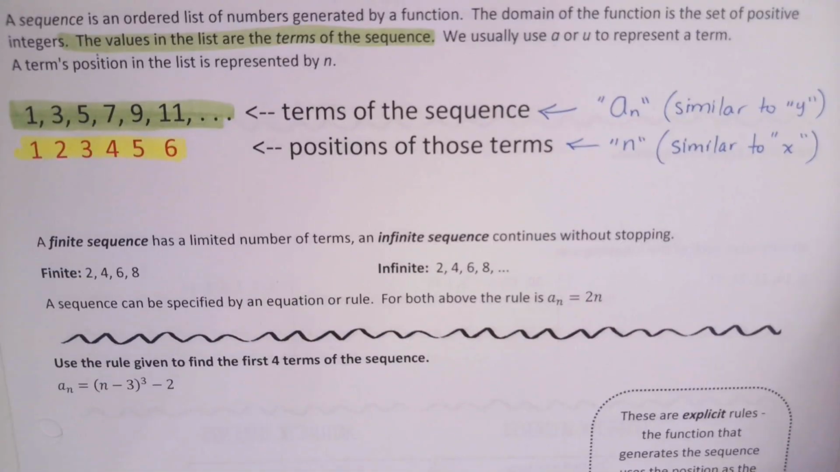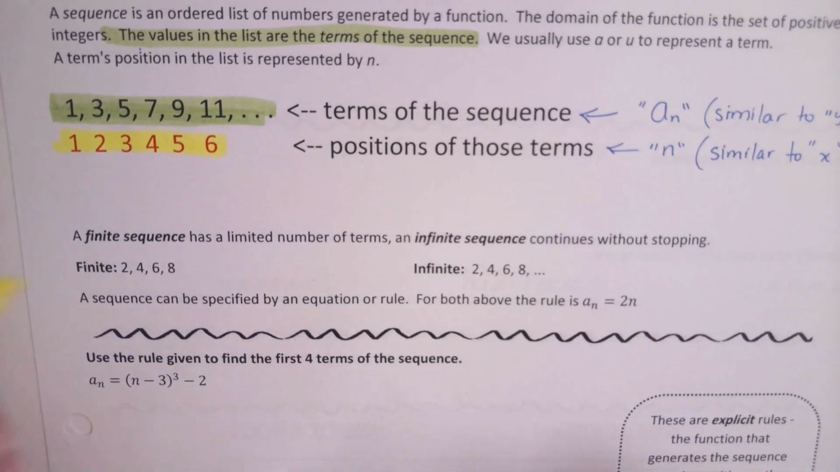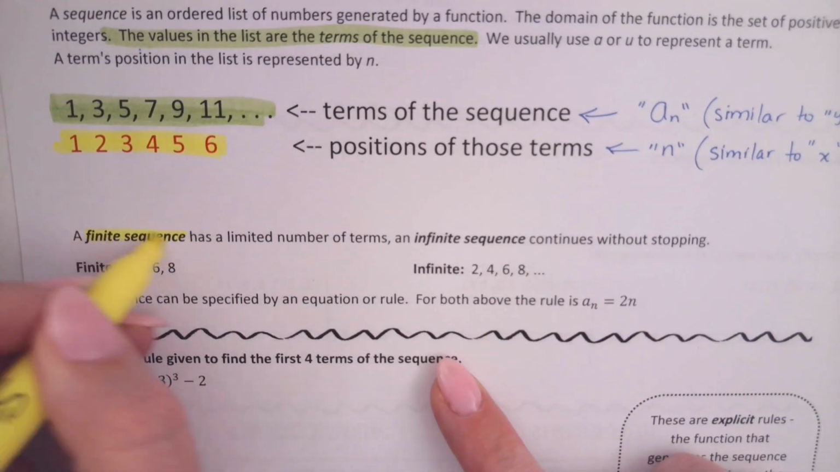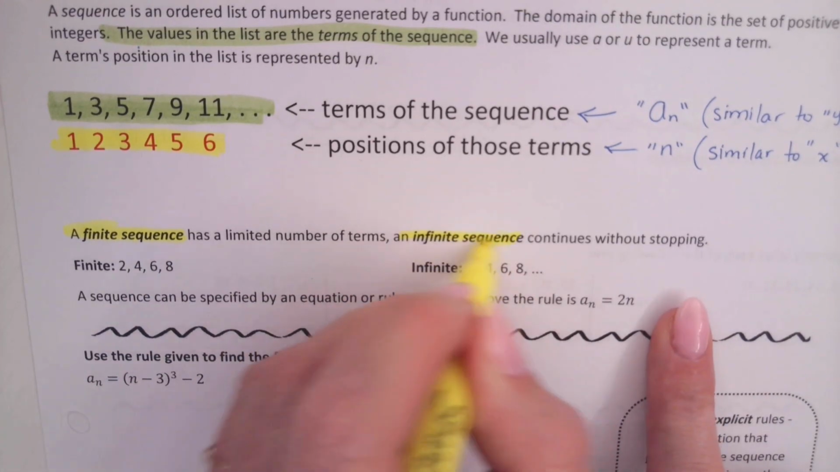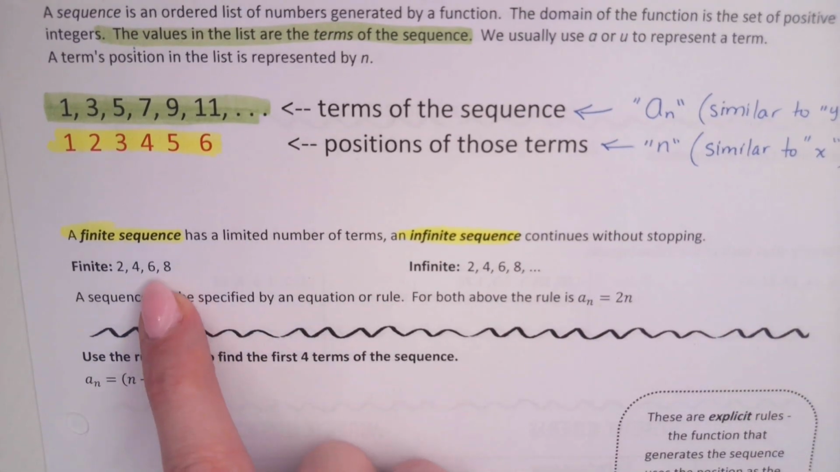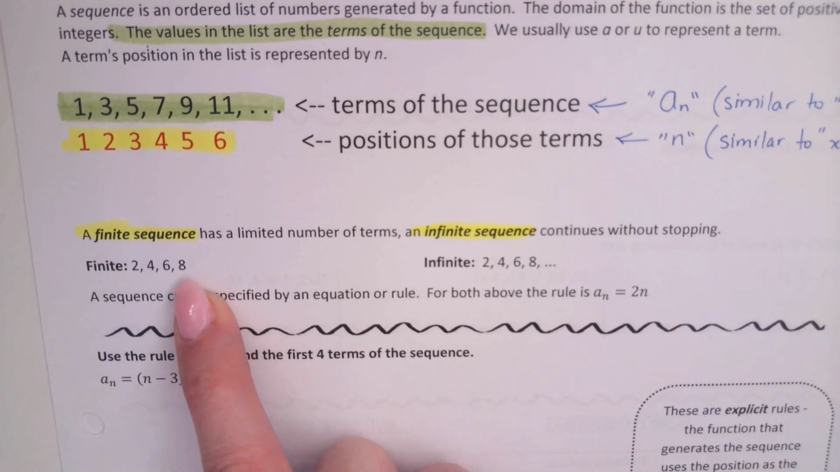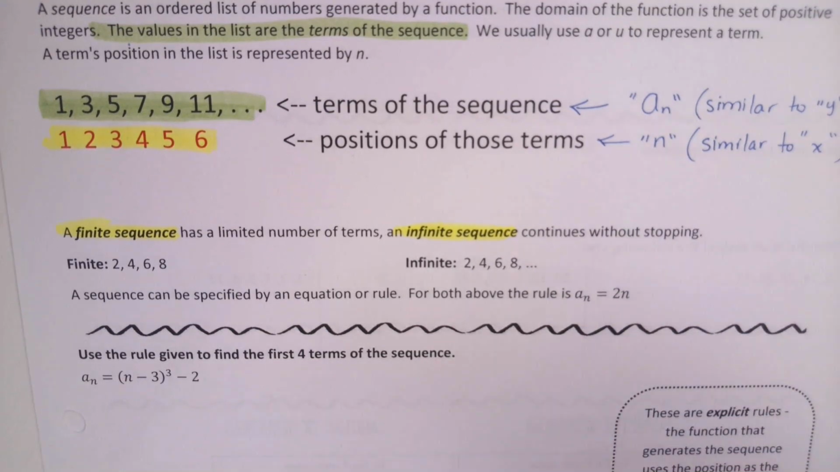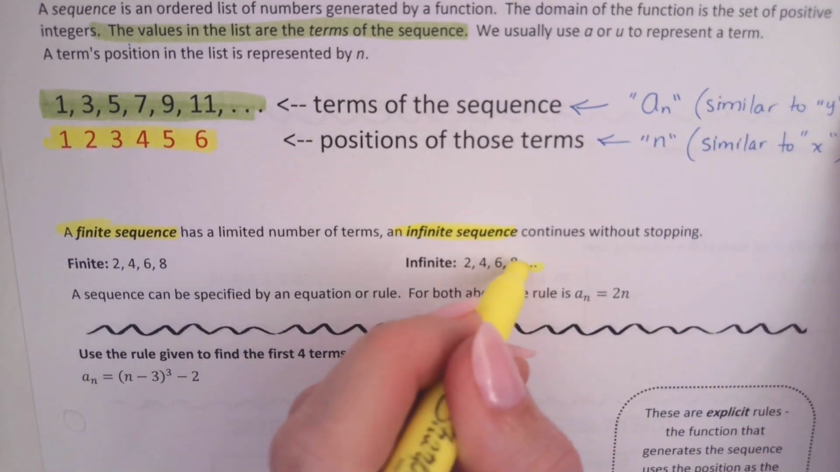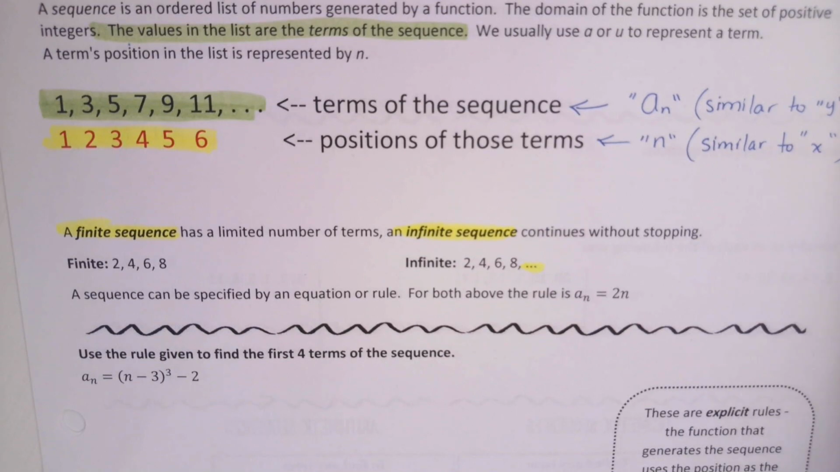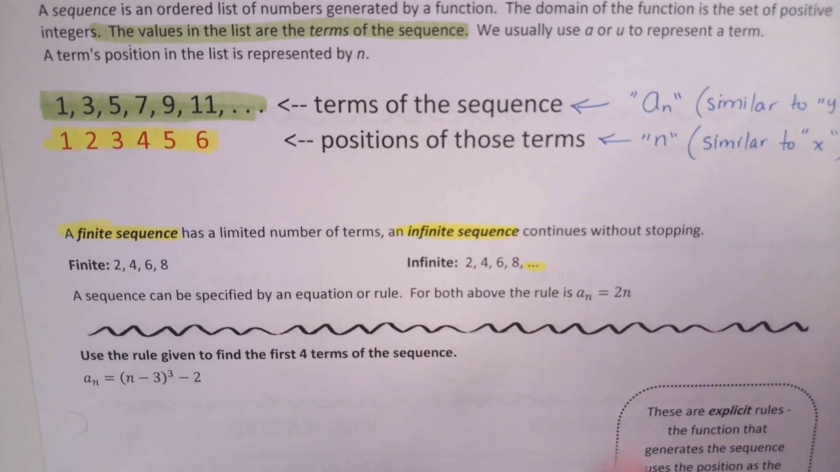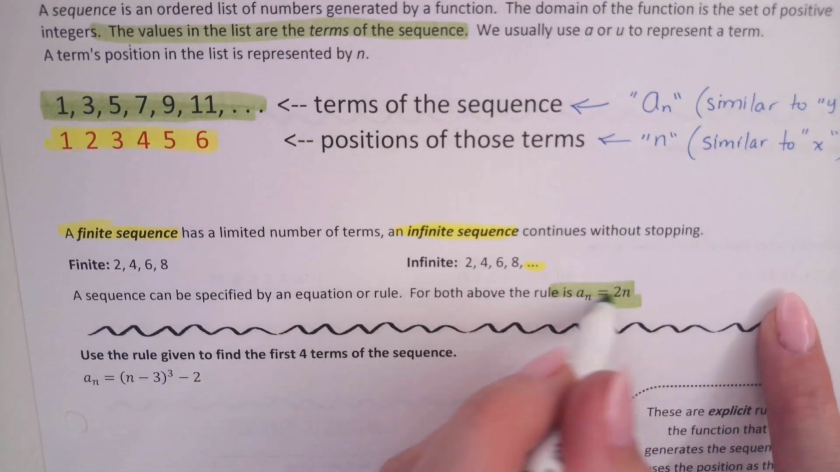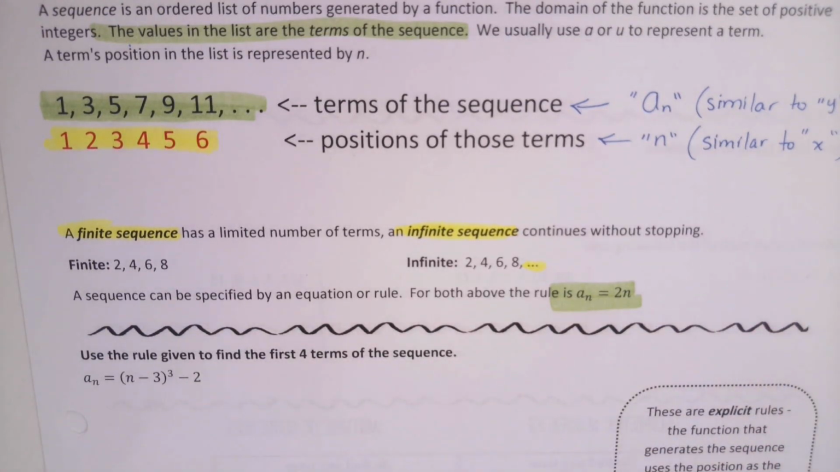Types of sequences. Sequences can be what are called finite, or they can be infinite. A finite sequence has an ending. You can see it, 2, 4, 6, 8. Those are the only numbers in our sequence. Whereas infinite, can you see the difference? We've got that dot, dot, dot, which means it's going to continue on. Both of these sequences would follow the same rule. One of the sequences is finite, one is infinite. The rule for both of them is a_n equals 2n.